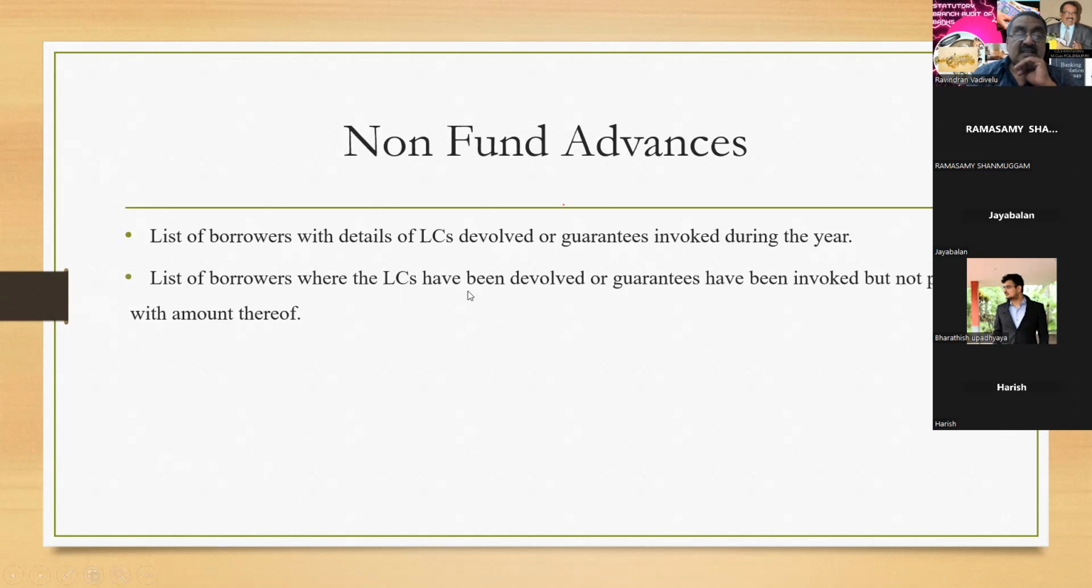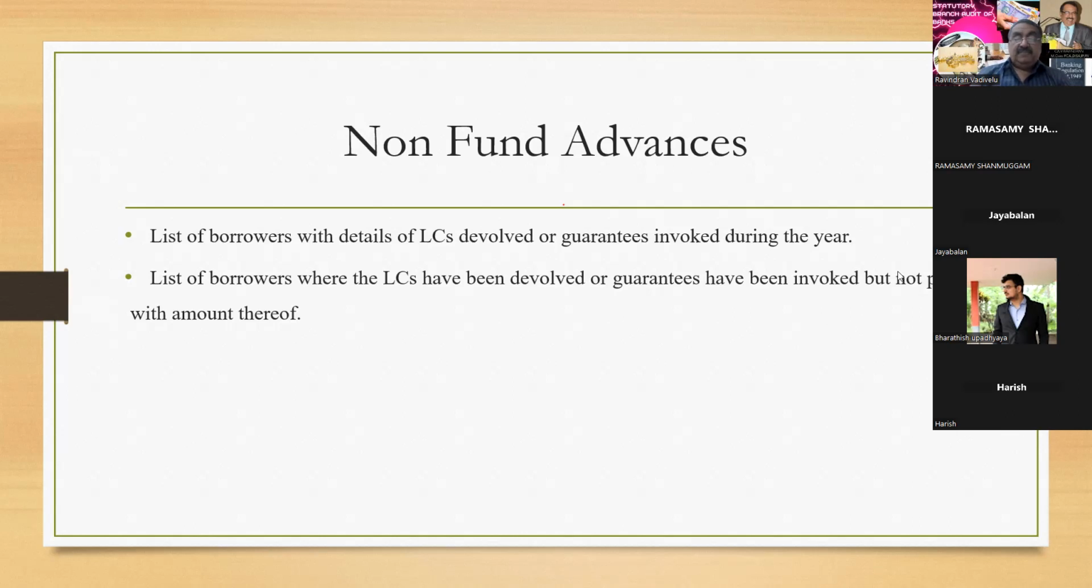And list of the borrowers where LC has been devolved or guarantees have been invoked but not paid. The bankers issue LC or bank guarantee based on the deposit or based on the immovable property. Now the guarantee is invoked, but the bank has not paid the amount. So you have to analyze the reason why the money has not been paid by the banker to the beneficiary. If the banker has paid the amount, that is the starting point for the funded advance. So till the bank guarantee or LC is invoked, that comes under the category of non-funded. In case there is any invocation and the bankers pay the amount, then that is the starting period of funded advance.